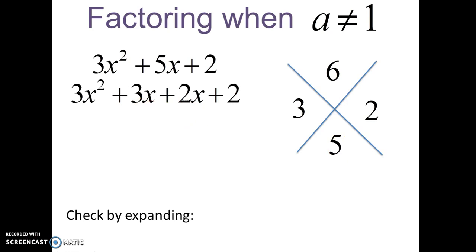All right. We don't factor it yet. We have to write it out like this. So we're going to write it out in expanded form. So that 5x became 3x plus 2x. All right. It still means the same thing. We just found these two numbers and we expanded it like that.